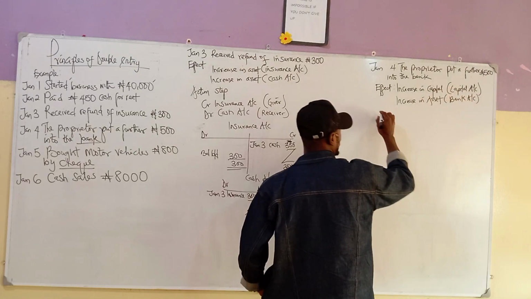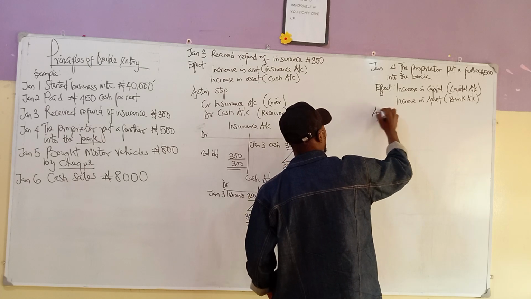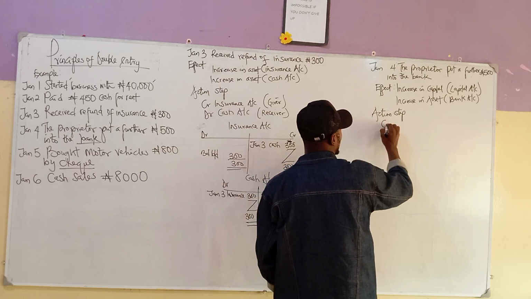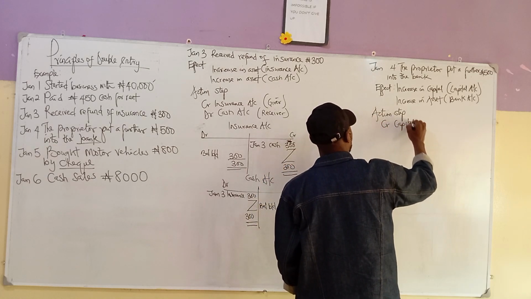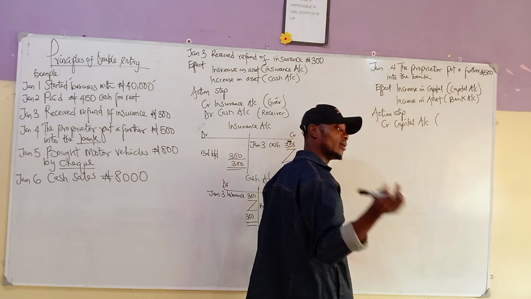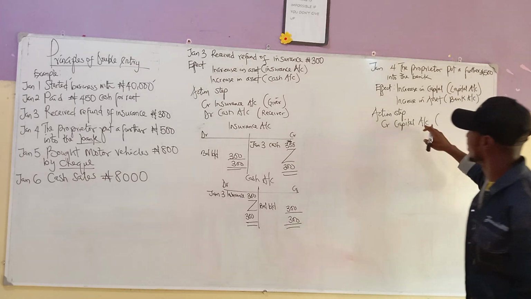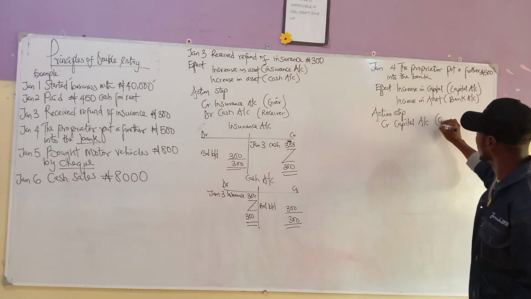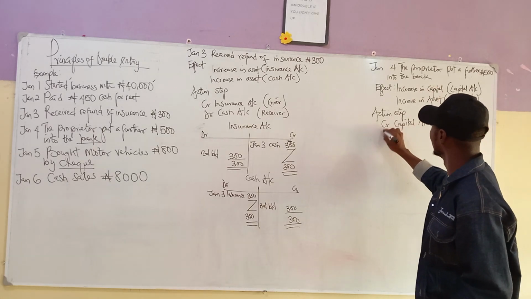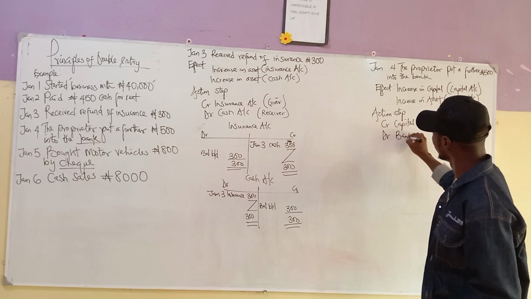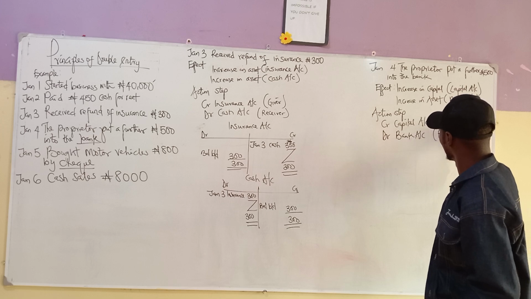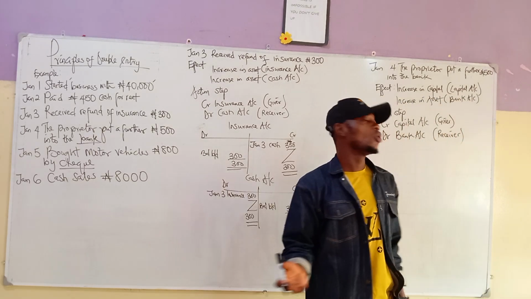Same principle with cash. What is our action required? Because capital is coming, we'll credit capital account. And capital account is the giver or receiver? Guess. I know you guessed that right. It is the giver, because the proprietor is giving the money, and the bank is the one receiving the money. So we say debit bank account. And the bank account is the receiver.